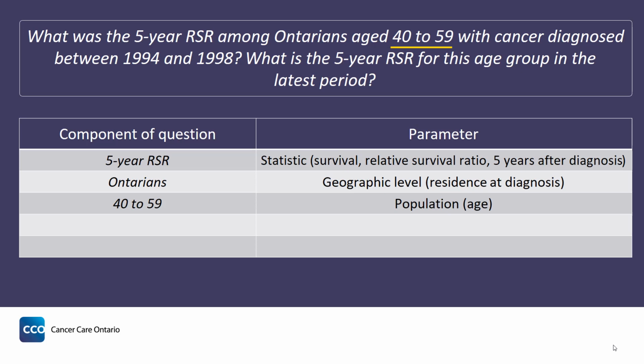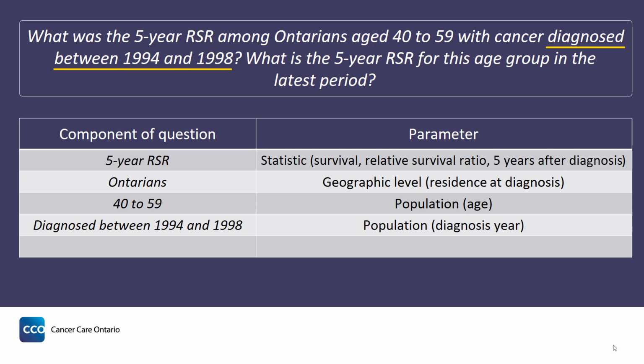As we are interested in those diagnosed between 1994 and 1998, this indicates that within our population, we are only interested in assessing survival of people diagnosed within these years. Finally, the question asks us to produce the same statistic for Ontarians aged 40 to 59 who were diagnosed with cancer in the latest period.